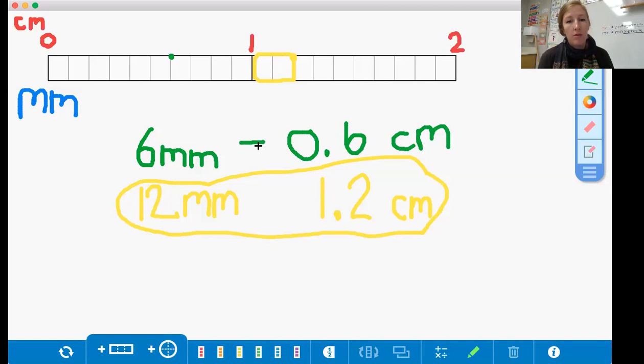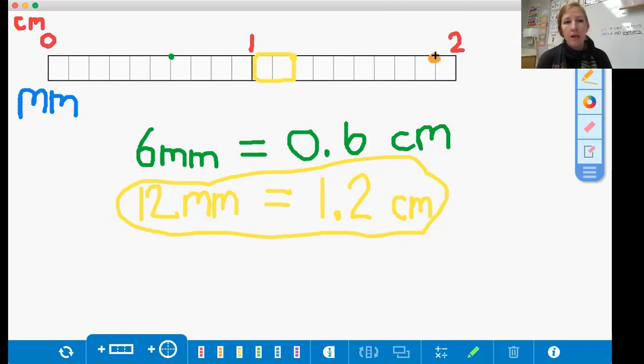So these are equal, 6 millimeters or 6/10 of a centimeter. Same with down here. 12 millimeters is the same thing as 1 2/10 of a centimeter. I will do one more. This time I'll use orange. And I'm going to put the mark here.